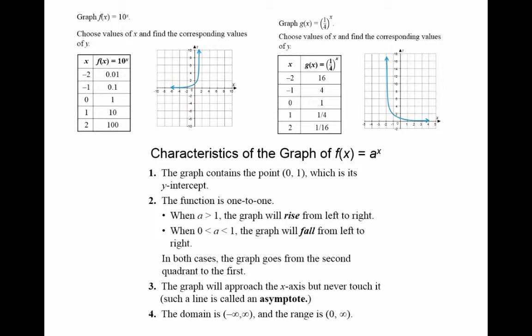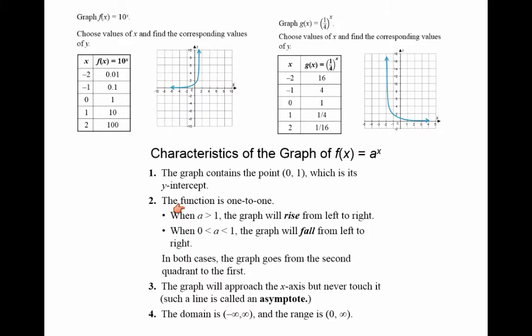So let's take a look at the example. Graph f of x equal to 10 to the power of x. Graph g of x equal to (1/4) to the power of x. We looked at these two examples. Let's look at the characteristics of these graphs. The graph contains the point (0, 1), which is the y-intercept for both of them. You see that? For both of them, the graph passes through this point (0, 1).